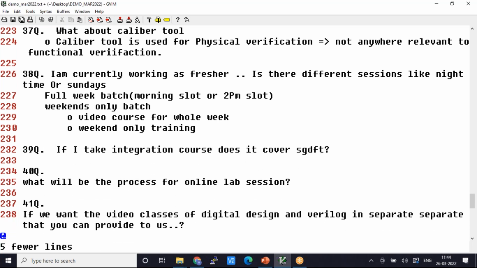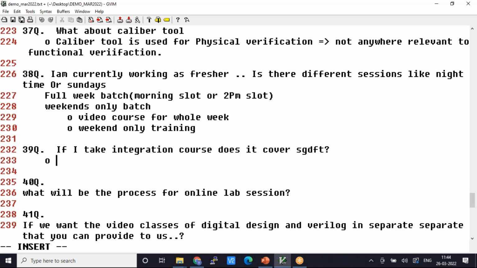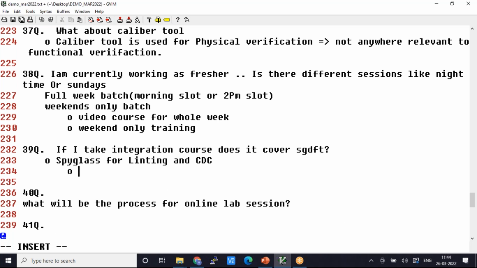If I take the RTL integration course, does it cover SG? Okay, it covers Spyglass. Now, I don't know how Spyglass is used for DFT. I'm not sure, but Spyglass for linting and CDC gets covered. Linting and CDC will get covered. DFT, I'm not sure, so we need to check with the trainer.